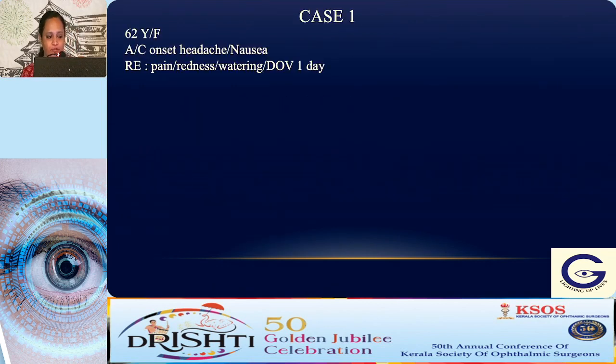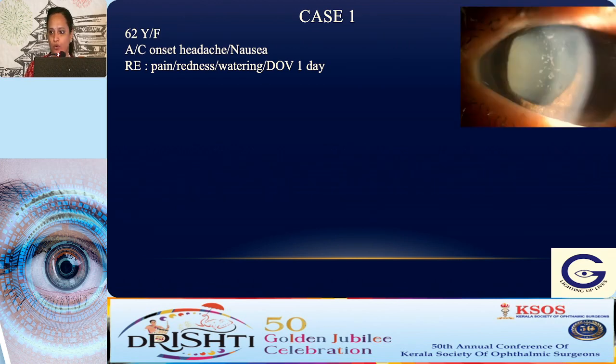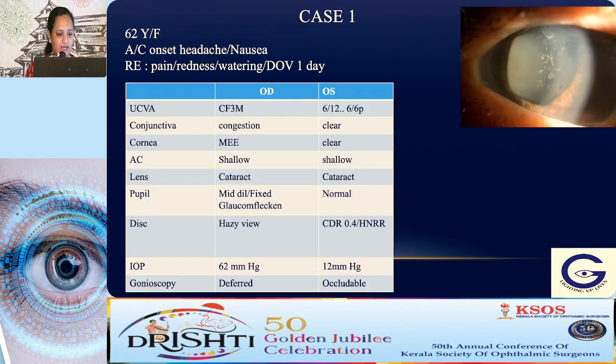This is a 64-year-old female who presented with acute onset of headache, nausea, and right eye pain, redness, watering, and diminution of vision for 1 day. This was her presentation. On examination, the right eye uncorrected visual acuity was counting fingers 3 meters with typical signs and symptoms of acute angle closure like conjunctival congestion, epithelial edema, shallow AC. Lens was cataractous, mid-dilated fixed pupil with glaukomflecken, hazy view of the disc.